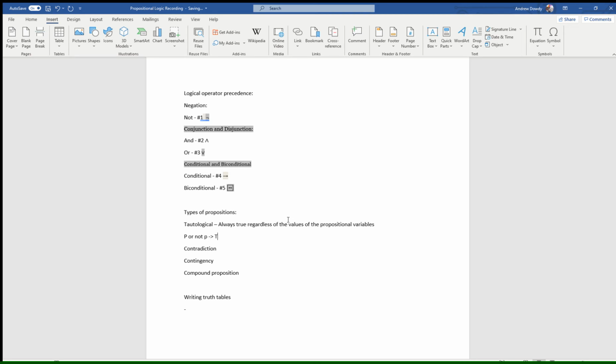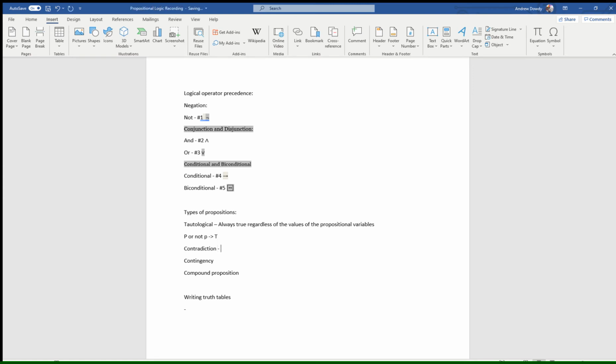And the reason for this is that we can solve this in a truth table quite easily, right? But just think about it intuitively. For an or operator to be true, one must be true. And if P is true, not P is false. And if P is false, not P is true, and vice versa. So that must always evaluate to true.